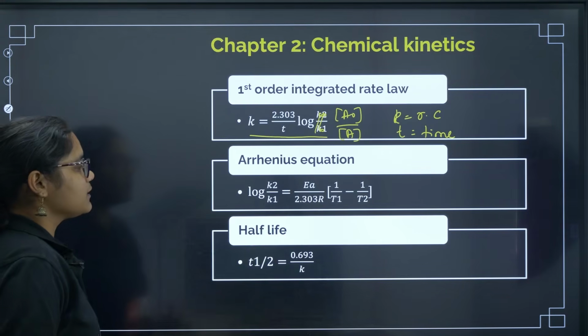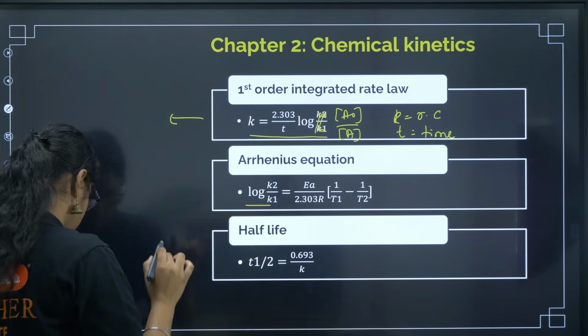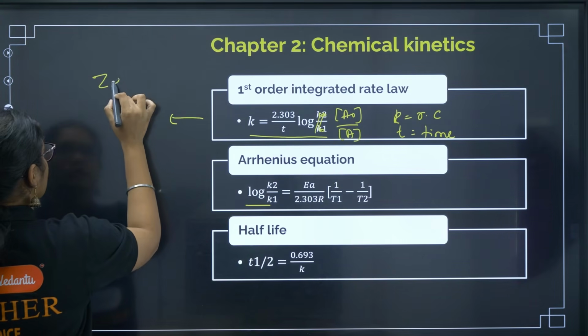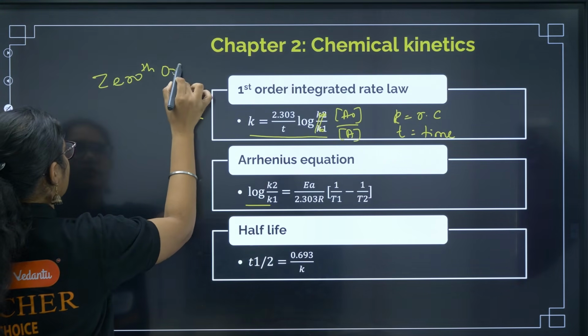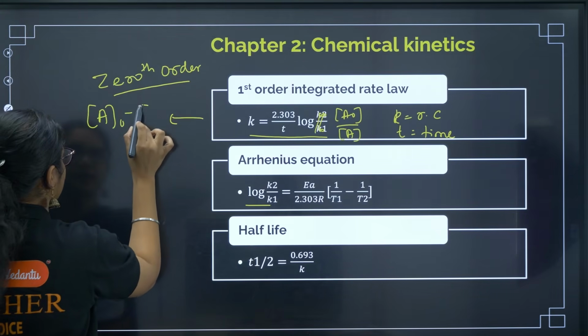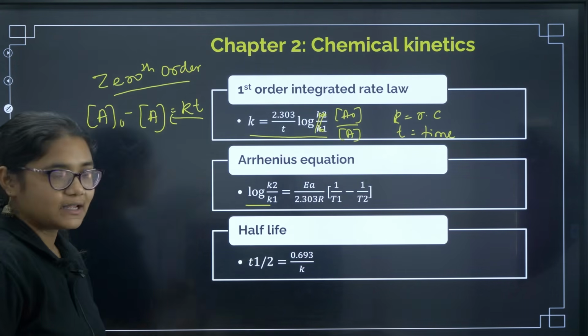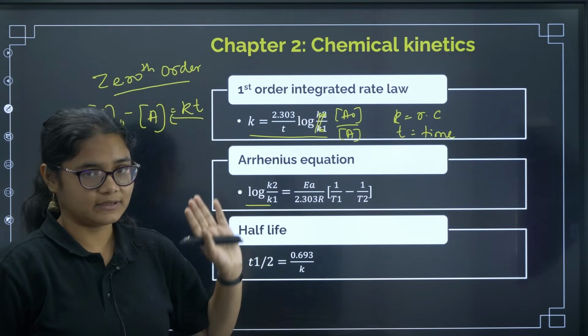Now coming to the next important equation, that is the Arrhenius equation. Here I'll also tell you the 0th order equation. For 0th order, the formula is a naught minus a is equal to kt. Generally questions are asked from first order, so this formula you must remember.